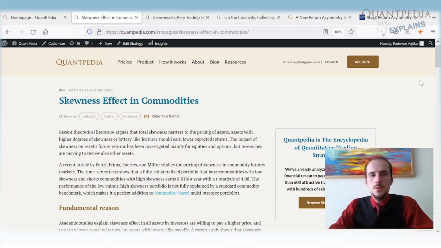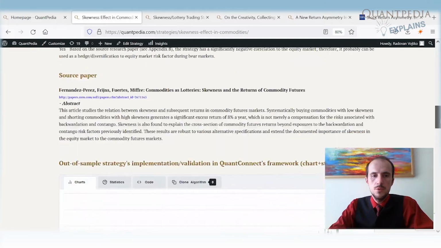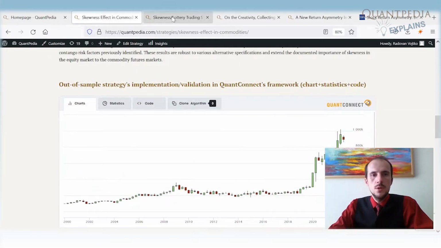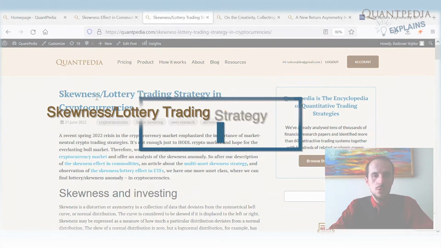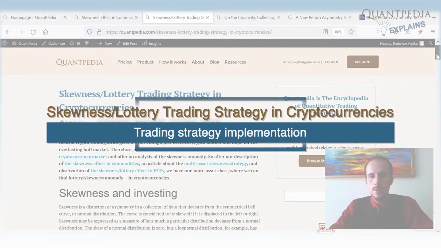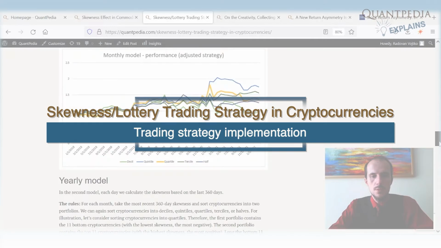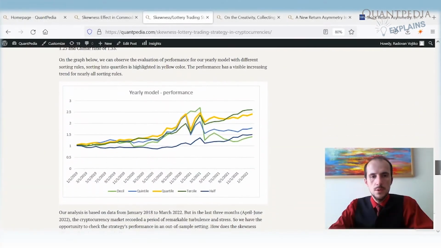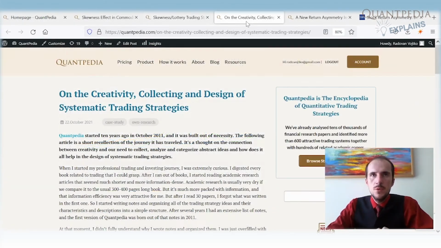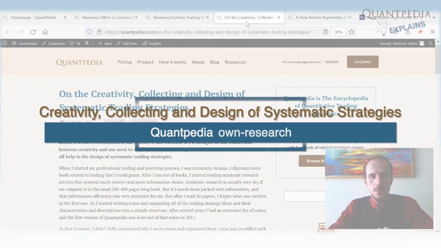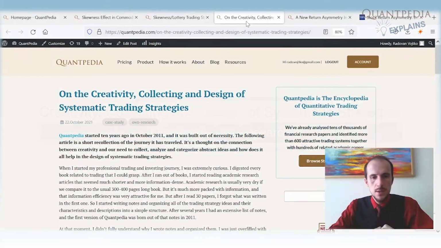We showed that this skewness effect in commodities has interesting performance, and then we used this knowledge and built the skewness rotary trading strategy in cryptocurrencies. And we showed that the skewness effect exists also in cryptocurrencies, and it also has interesting performance. We really prefer to look for ideas in academic papers, try to understand those ideas, and then try to find a new application for those ideas in different assets or with different trading rules.